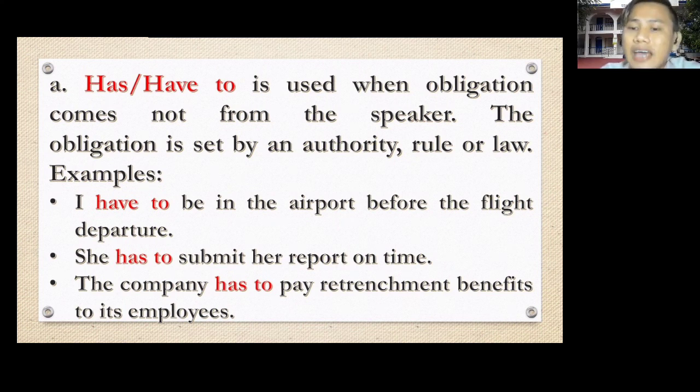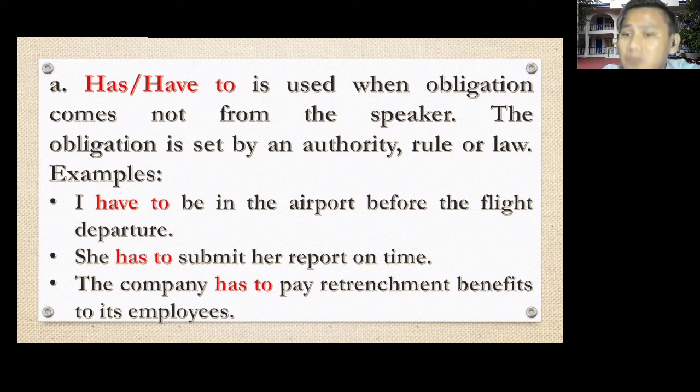Okay, I have to be in the airport before the flight departure. So obviously, why does she need to be in the airport? It is very clear that there's an obligation being set by the authority. So who is the authority in our sentence in here? Of course, the airport itself has this rule that he or she has to follow.